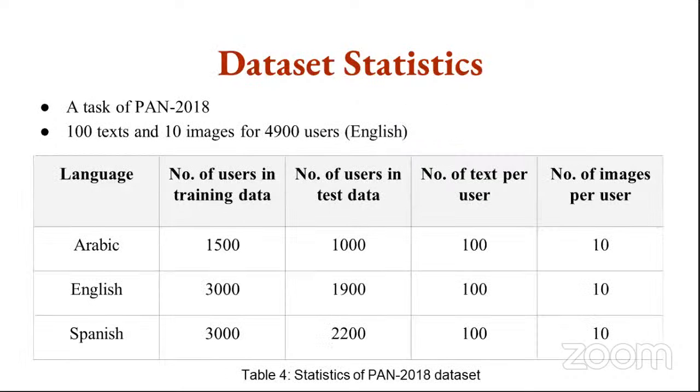As a data set, we have used the PAN 2018 data set. In PAN 2018, there are 100 texts and 10 images for 4,900 users. This is the distribution. For the Arabic data set, we have 1,500 users. For English, we have 3,000 users. For Spanish, we have 3,000 users. And the number of users in the test data for Arabic is 1,000, for English is 1,900, and for Spanish is 2,200. This is the distribution of the data.